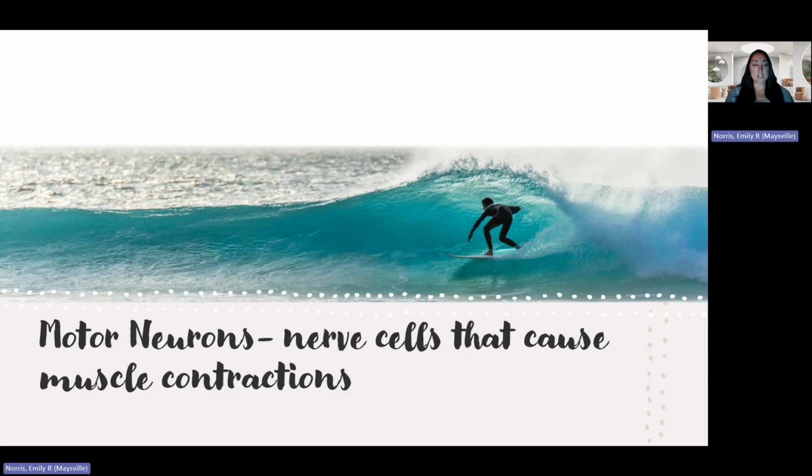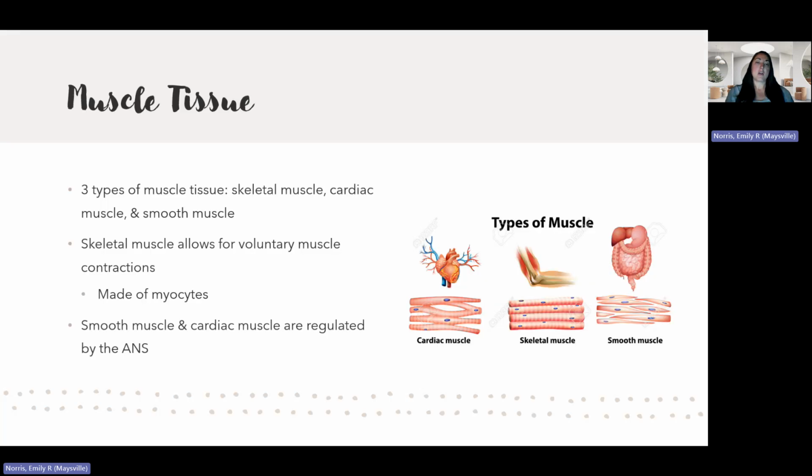Motor neurons are nerve cells that cause muscle contractions. There are three types of muscle tissues. There is skeletal muscle, which is in the muscles that help you move your arms and legs, the voluntary muscles of the body, and they are made of myocytes. There are cardiac muscle tissues that are in the heart muscle, and then there's smooth muscle tissues, which are throughout the organs. Both the cardiac and the smooth muscle are regulated by the autonomic nervous system.